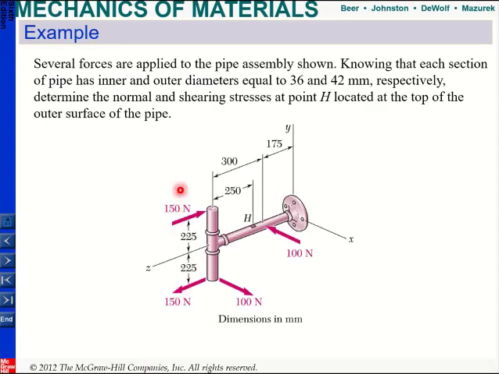So here is another example about combined loadings, and this time we have a pipe, and it has an inner diameter of 36 millimeters and an outer diameter of 42 millimeters. At point H, we want to determine the normal and shearing stresses. What we will do is something similar. We will cut at a section that contains H, and then we will move all these forces and their effects to the centroid first.